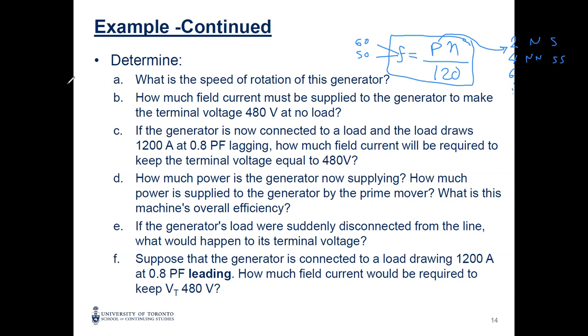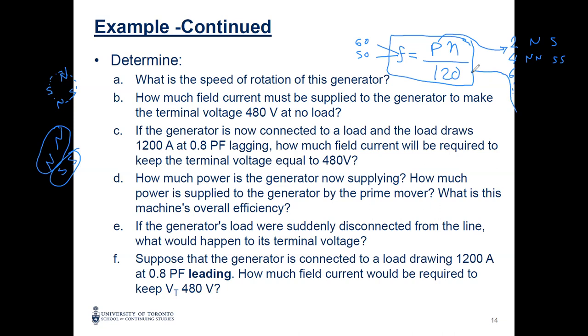And in the machine, the north and south must alternate. If it's north, then south, then north, then south. For example, with 4 poles, you cannot put north, north, south, south, because then it will be equivalent to 1 north and 1 south, right? So it will be 2 poles, not 4 poles. So they must alternate when you rotate the generator, so the windings, the conductors, should see positive, negative, and so on.